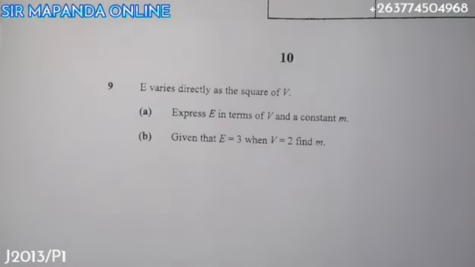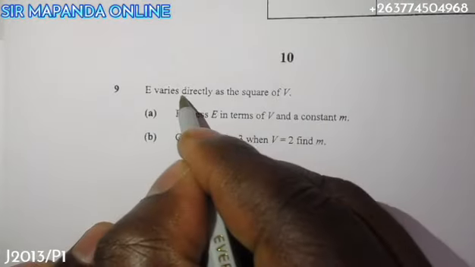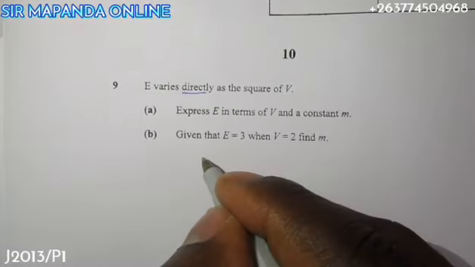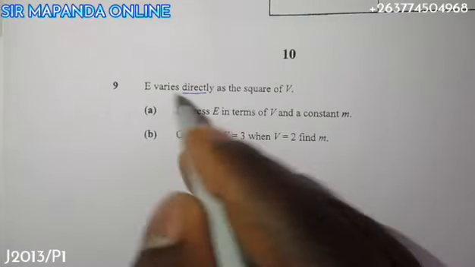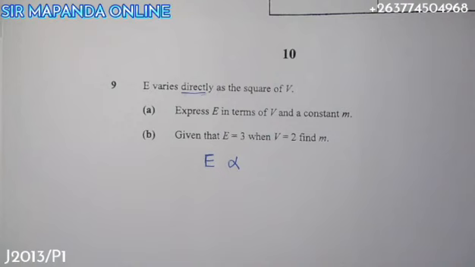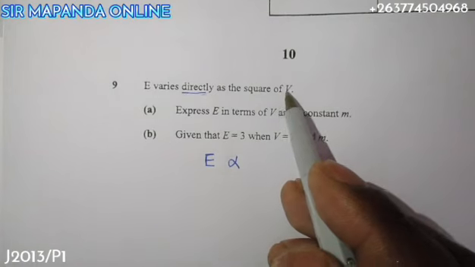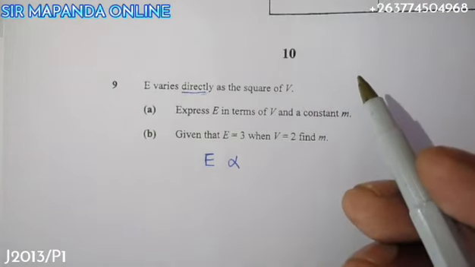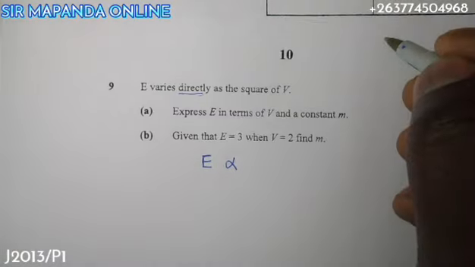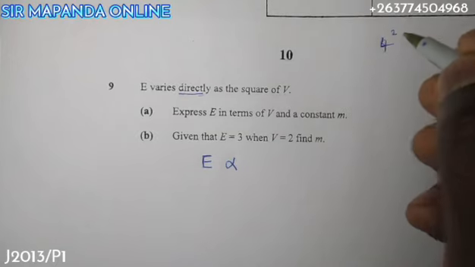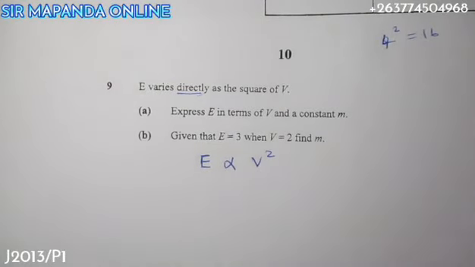Question number 9 is in line with variation. It reads, E varies directly. Directly means take as it is. So I'm going to start by writing E first. Varies, you put a variation sign. Directly, it means take as it is. So E varies directly as the square of V. I think you now know the meaning of square of V from the previous question where we were asked to find the square of 4. We used 4 squared and our answer was 16. So square of V simply means V squared.